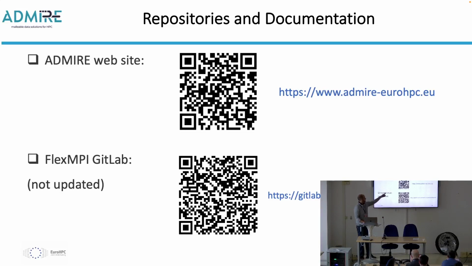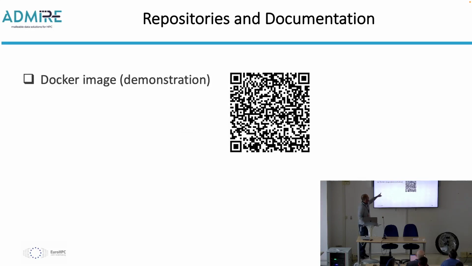The first one will redirect you to the Admire European project. The second one is the FlexMPI GitLab. Remember that it is not the Admire version, it is a previous one, but you can use it and it runs well. I don't know if you want to take a photo, we can put them in the booth. And here is the most important: it's the Docker image that we will use in the afternoon session. You need to download Docker Desktop or a Docker manager in order to try this. It includes all the dependencies and software that we are going to use in the next session.